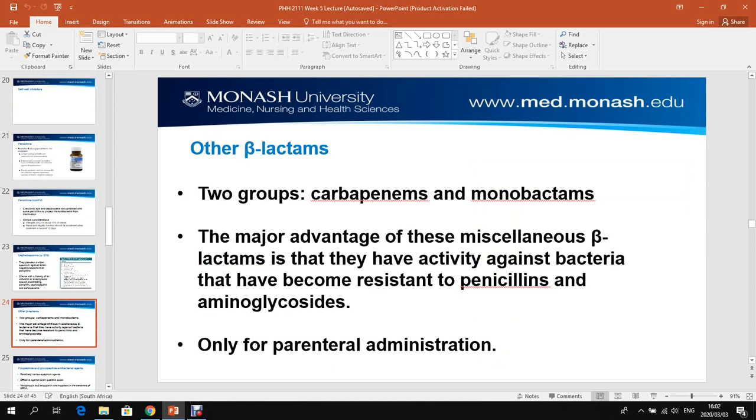Okay. Also, there are other beta-lactam drugs, for example carbapenems and monobactams, which can also be used to control microorganisms by inhibiting cell wall synthesis. The advantage of such drugs is that they have activity against bacteria that become resistant to penicillin and aminoglycosides. So if you encounter bacteria that are resistant to penicillins and aminoglycosides, you can use beta-lactams as an alternative. The important feature about these drugs is that they are administered parenterally only, which means via injection.